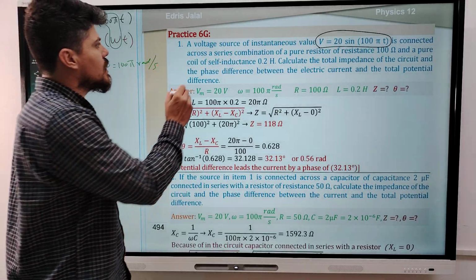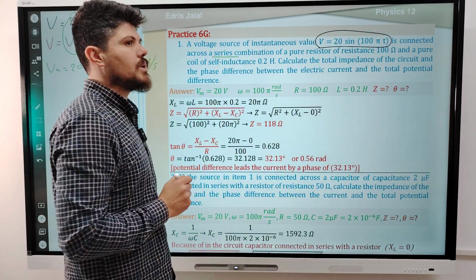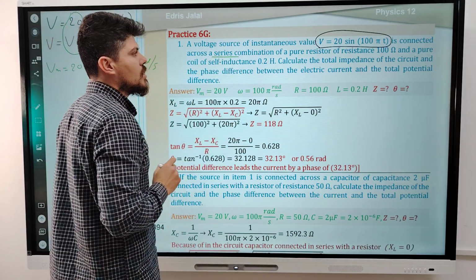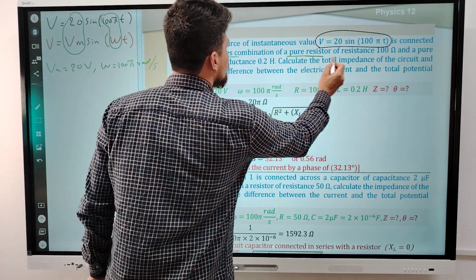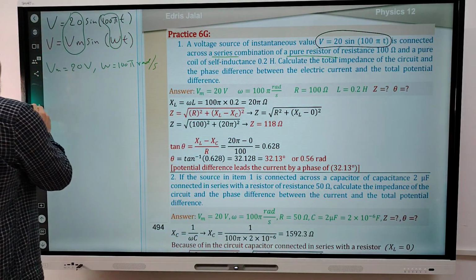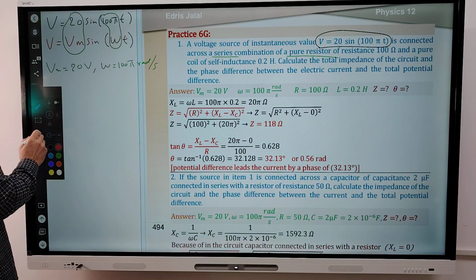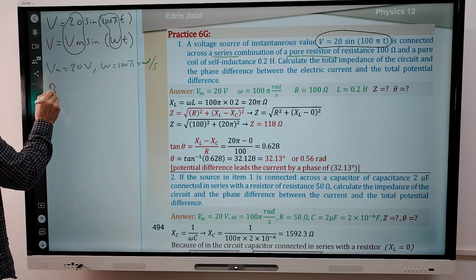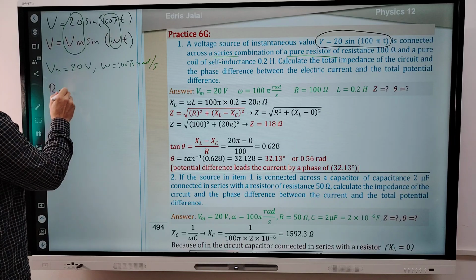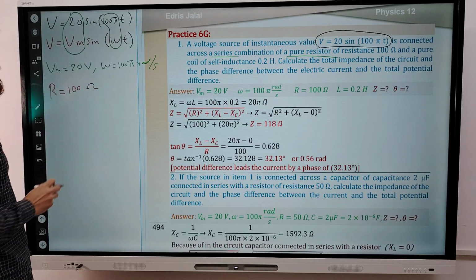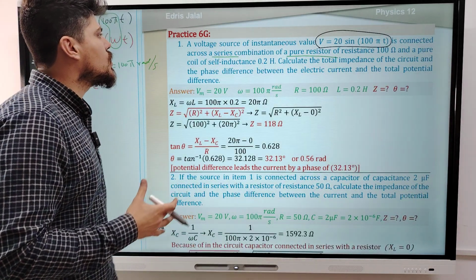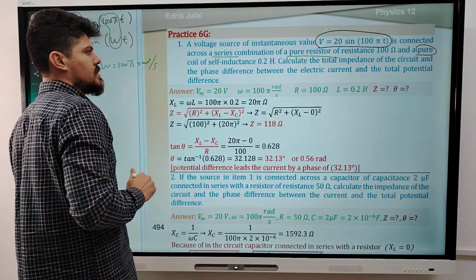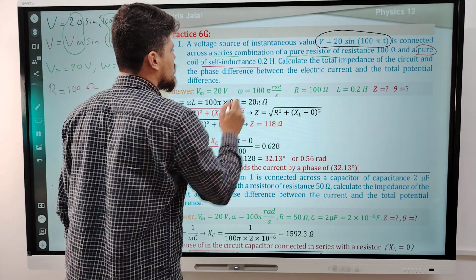It's connected across what? A series combination. Be careful. What is the circuit connection? Series combination of what? Pure resistance. Pure resistance is given in this question, 100 ohm. Okay? And pure coil. Pure coil. It means that this coil has no resistance. Pure coil of inductance.